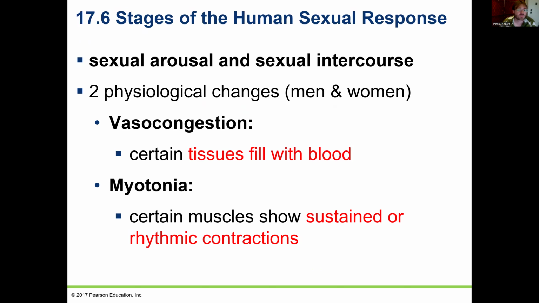Now, sexual arousal and sexual intercourse. There are going to be two primary physiological changes associated with this. The first is vasocongestion, which is where certain tissues become saturated with blood. In the male, this is going to be the erectile tissue of the penis. In the female, it's going to be the erectile tissue of the clitoris. You also are going to see myotonia, which is where certain muscles show sustained or rhythmic contractions.